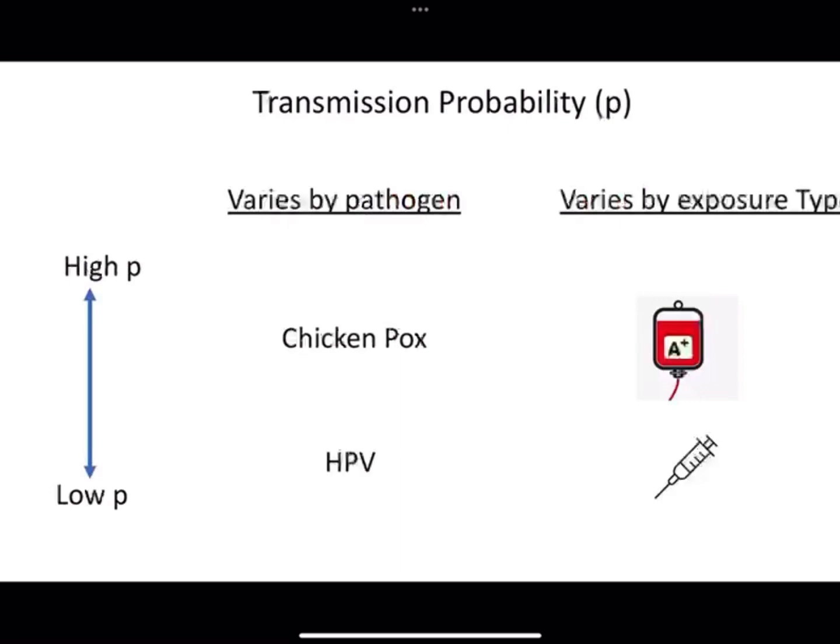Just think of the amount of infected blood that you're coming into contact with in a blood transfusion versus a contaminated needle, like sharing needles for injection drug use. The amount of contaminated blood you're coming into contact with is much larger for a blood transfusion. So for the same pathogen, it's going to have a much larger transmission probability.